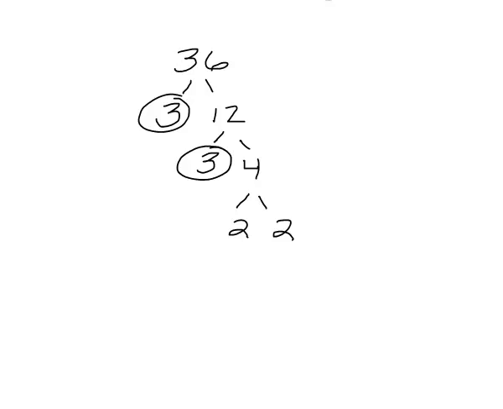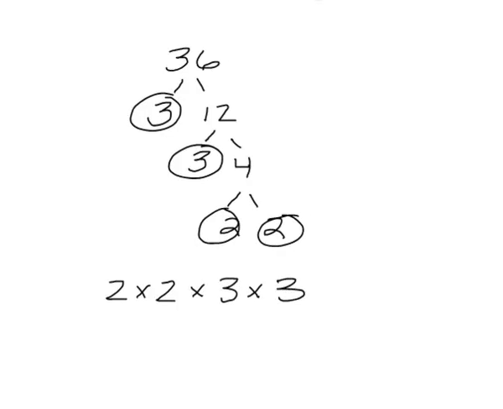With 36, I'm just going to use a tree diagram to come up with my prime factorization. As I break down 36, I find out that its prime factorization is 3, 3, 2, and 2, or 2 times 2 times 3 times 3.